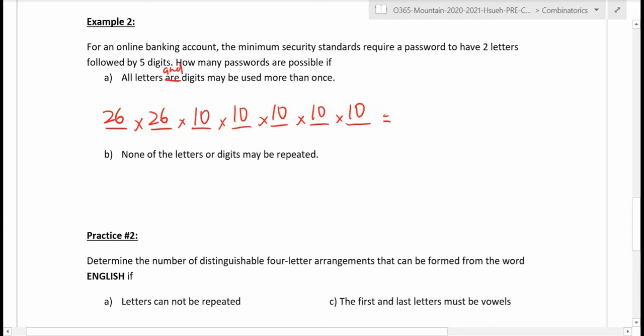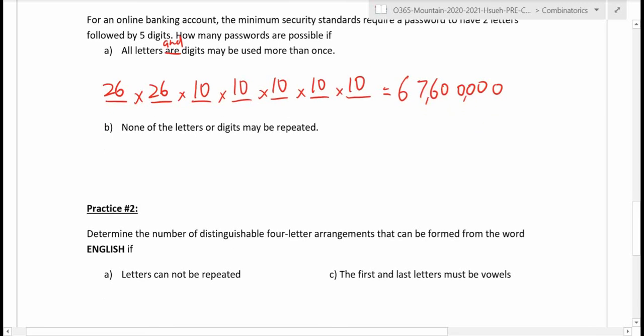So again, you can see it's not difficult, and now you just need to multiply. So if you put this into a calculator, you should get 7,760,000 possibilities. Oh my goodness, I'm missing a 0. So it's 67,600,000. Okay, so there's a lot of choices possible.